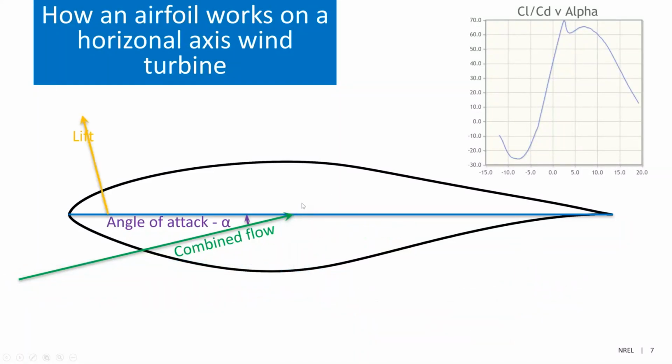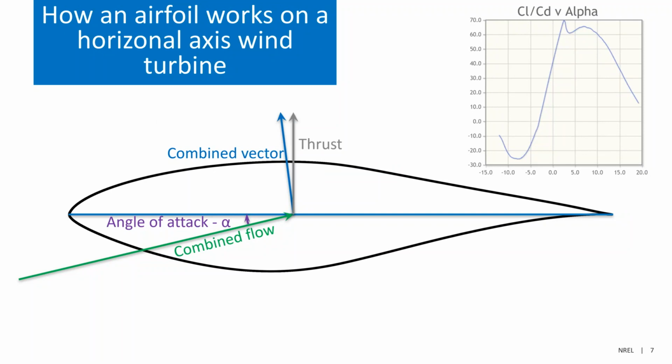Now, this combined flow does the same as before, generates lift. Notice that it's perpendicular to the combined flow, not to the chord line, as we discussed before. And again, you can't get something for nothing, so you get some drag. But you can combine these two by putting them tip to tail and create a combined vector that the airfoil is generating. And it's useful to resolve that vector into the plane of rotation so that you're turning these forces that the airfoil is generating into forces that the wind turbine as a whole sees.